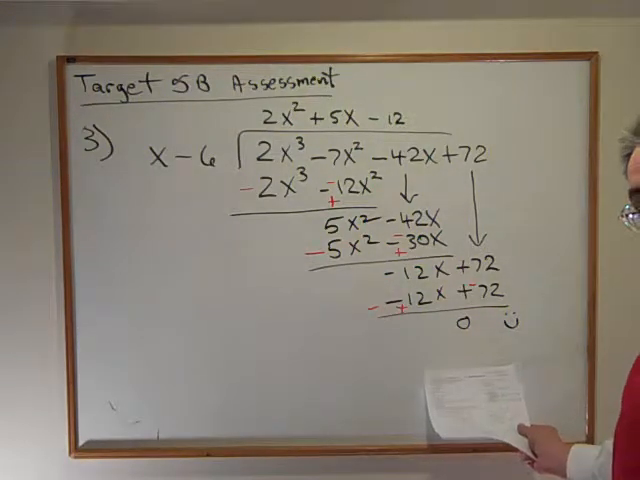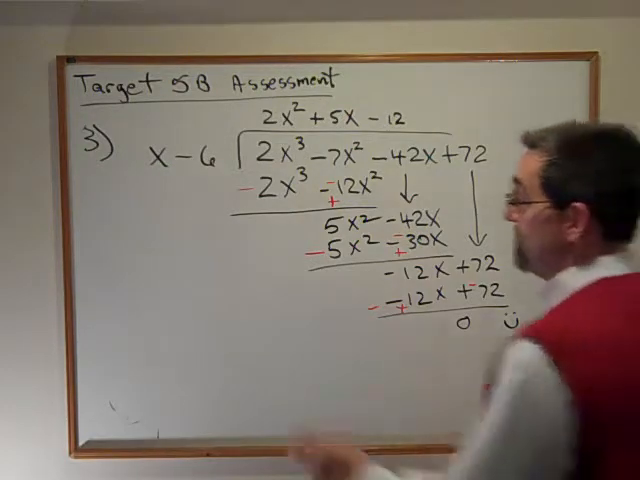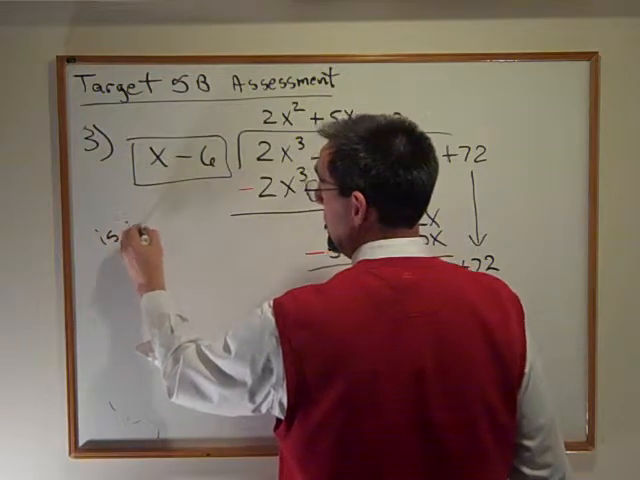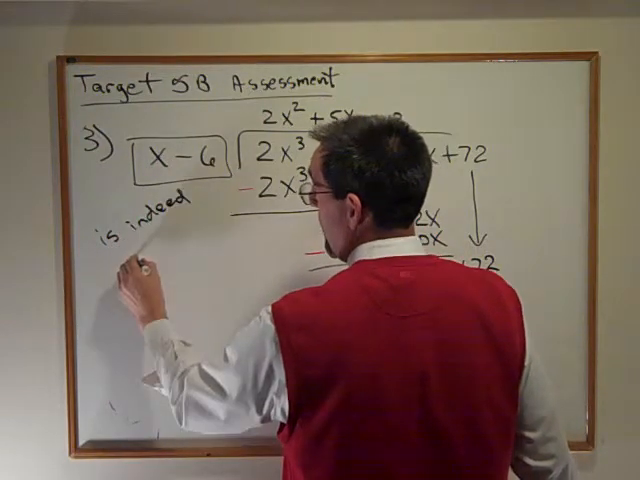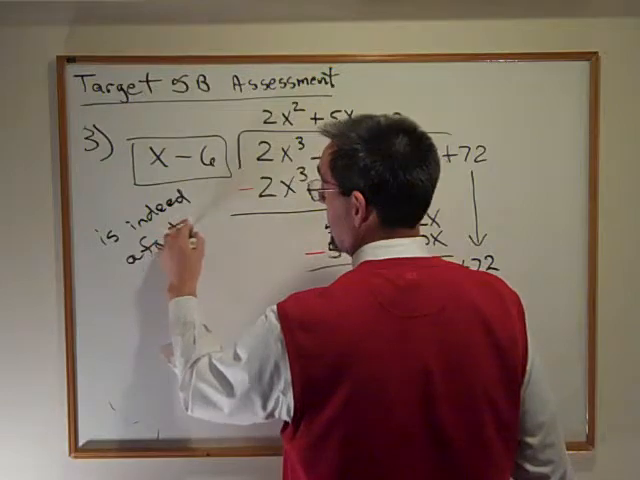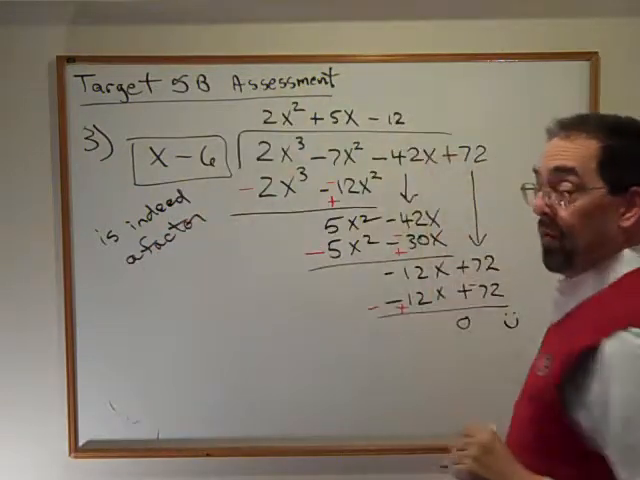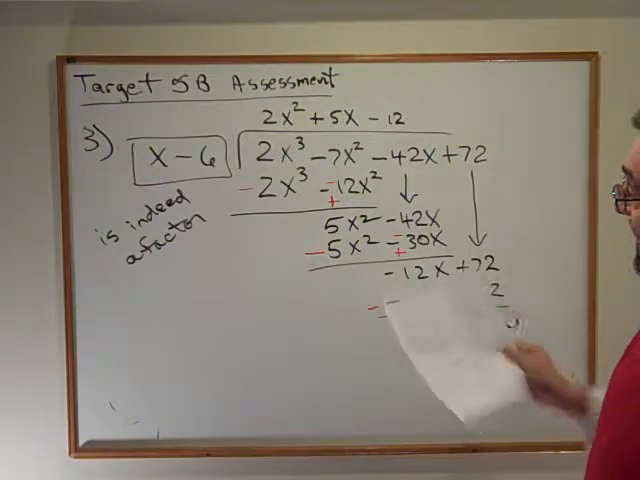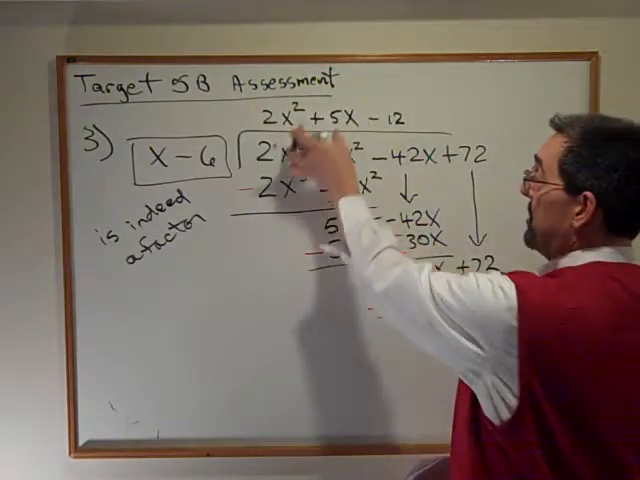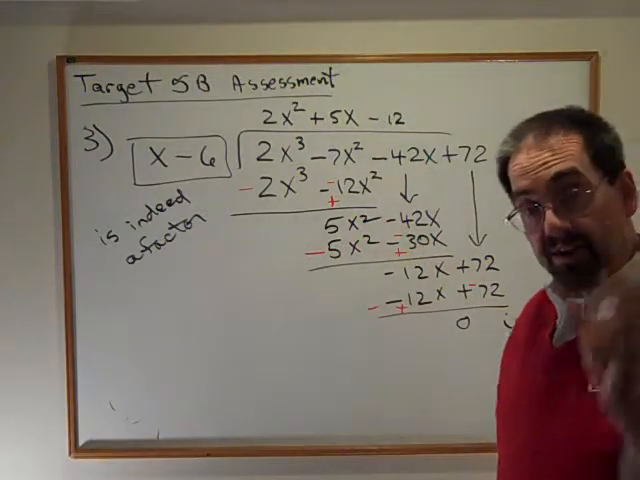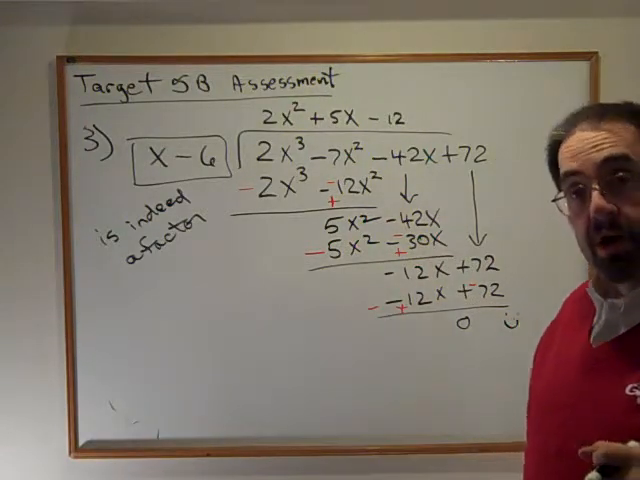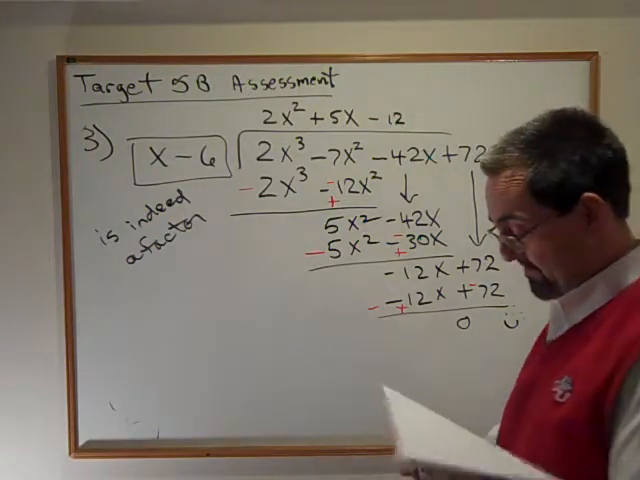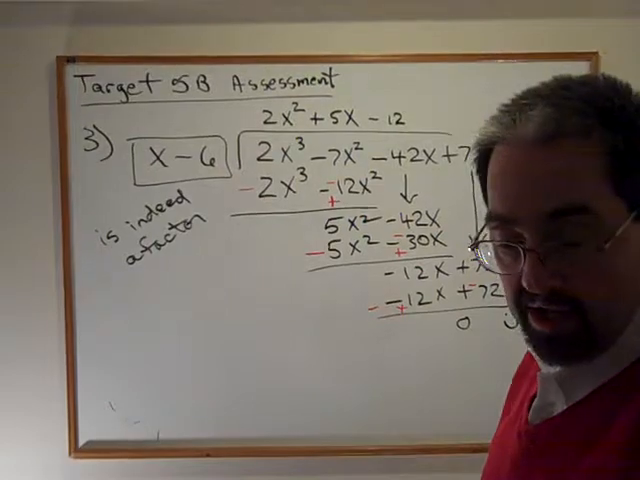Whenever we get a remainder of 0, that means that x minus 6 is indeed a factor of the original cubic. Okay? If we wanted to go one step further, we could factor this to find the final 2 zeros of this equation. But we weren't asked to do that. This completes that problem. Let's try the last problem today on the quiz.